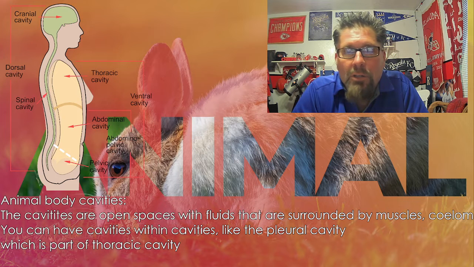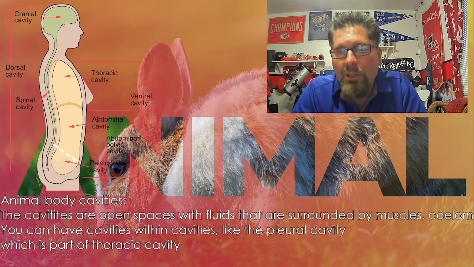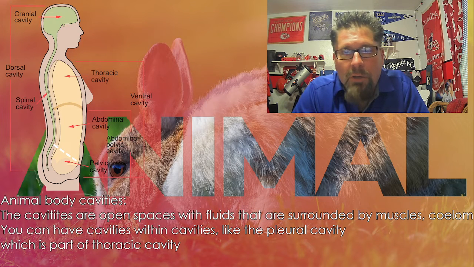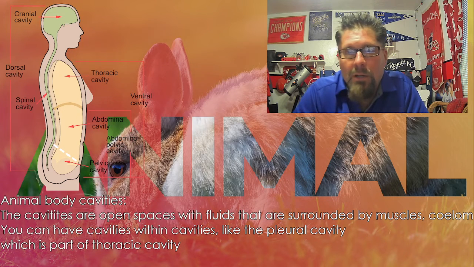But in the ventral, you've got your thoracic, where your heart and lungs are, and your abdominal, obviously, where your stomach and your digestive system are, and then your pelvic cavity, where the urinary and reproductive organs are, things like that.